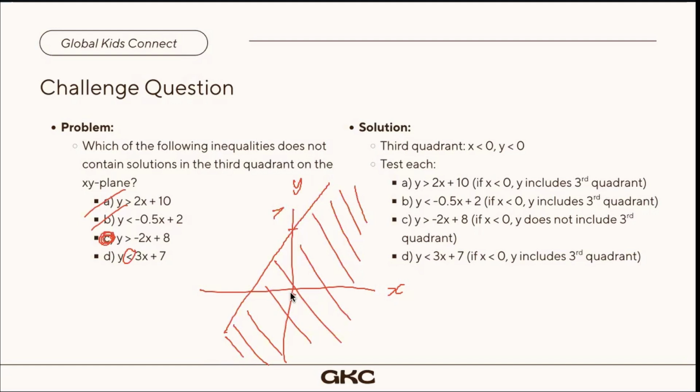If we do this, we see that there is an area that gets shaded within the third quadrant, and therefore we can say that answer choice D is also incorrect. And therefore, there's only one choice that is correct, which was answer choice C. And so, does anybody have any questions regarding this one?